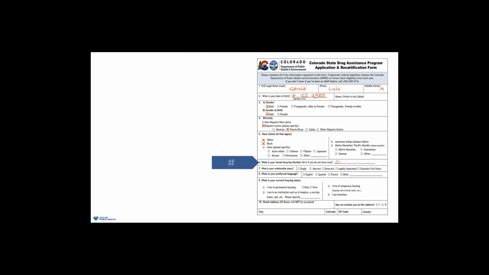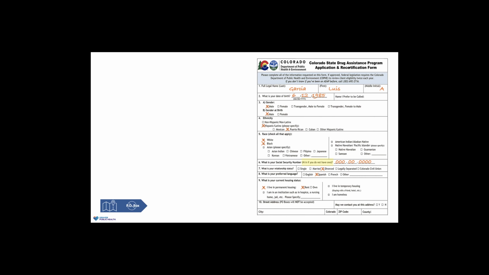Line 6, put in your 9-digit social security number. If you don't have a social security number, put in NA. Line 7, indicate your current relationship status. Line 8, what's your preferred language? Line 9, indicate your housing status.